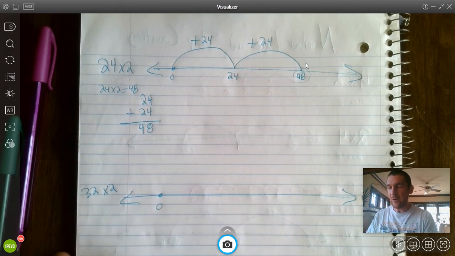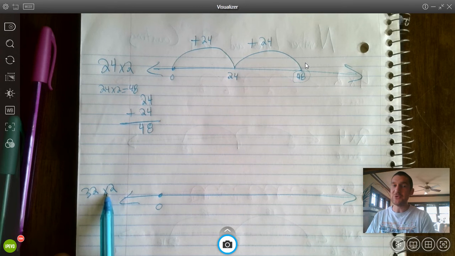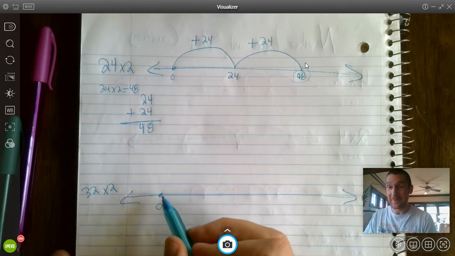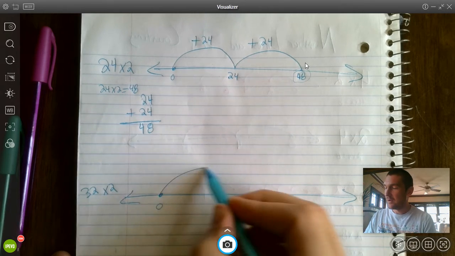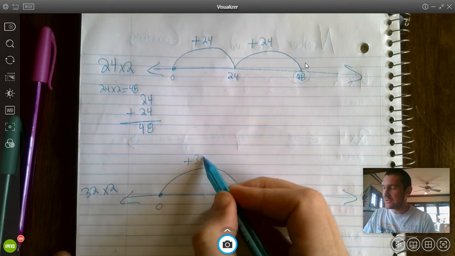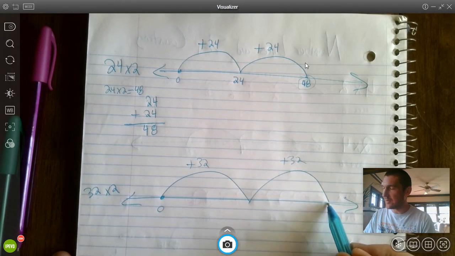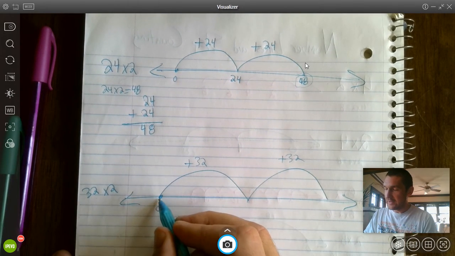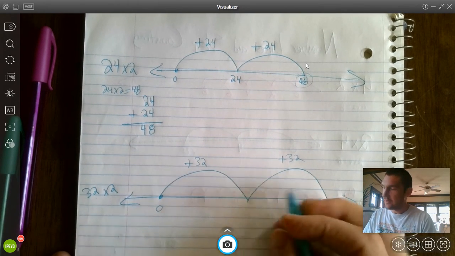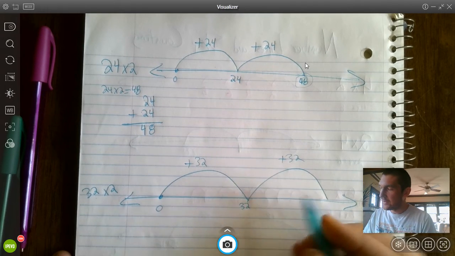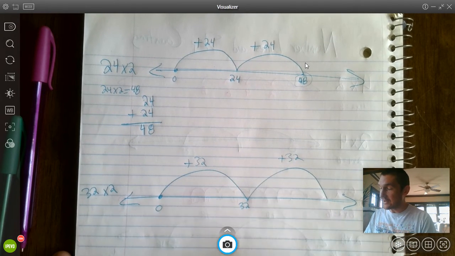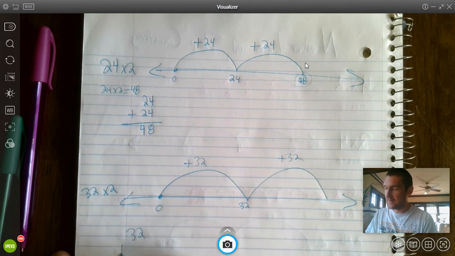Let's start at 0. We're not skip counting by twos. That's going to take a really long time if we have to do that 32 times. Let's skip count by 32s. One big 32 jump and another big 32 jump. Okay? So 0 add 32. That gets me to 32. Add another 32. What are we going to have?